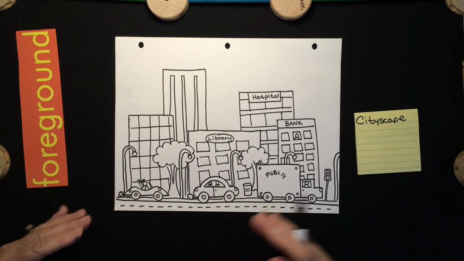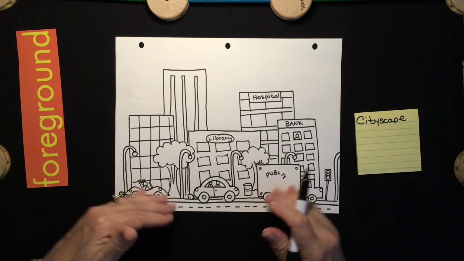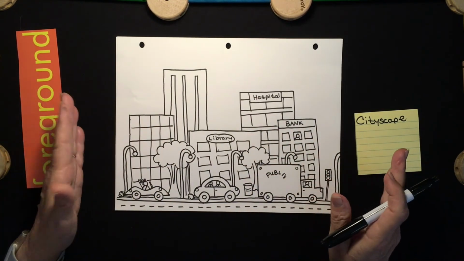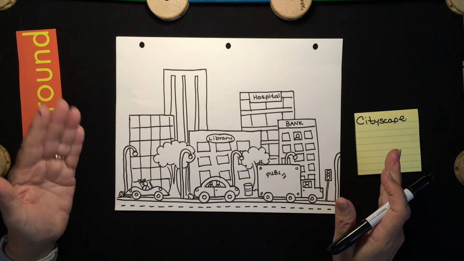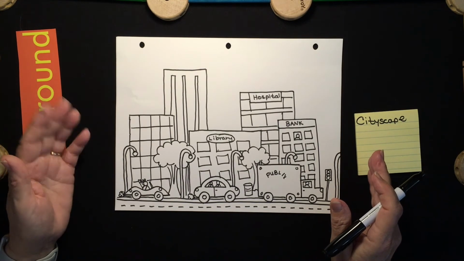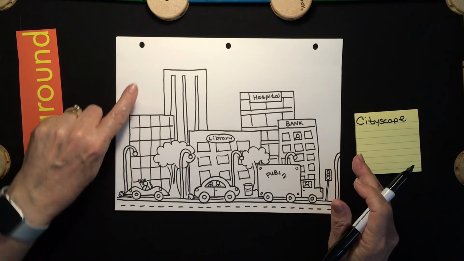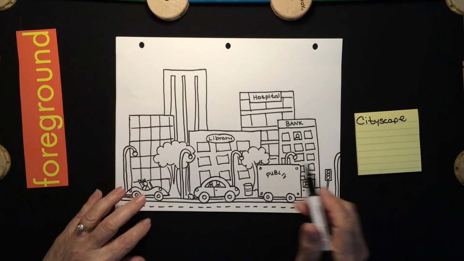So now I've made my vehicles in the foreground, my buildings in the middle ground, and now I can think about things that would be in the background, far away. Those would be the clouds, the sun, maybe some flying things like airplanes or helicopters. So I'm going to show you now how to make an airplane.